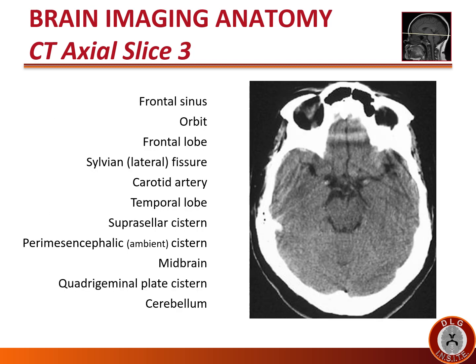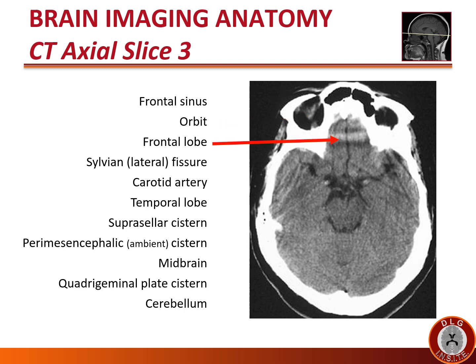We are now one slice higher up. See if you can identify the structures listed on this slide before proceeding. The frontal sinus is an air pocket within the frontal bone. Thus, it is black or hypodense on CT. At this level, we see the orbit above the eye.